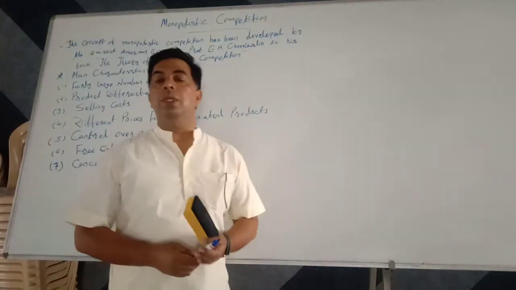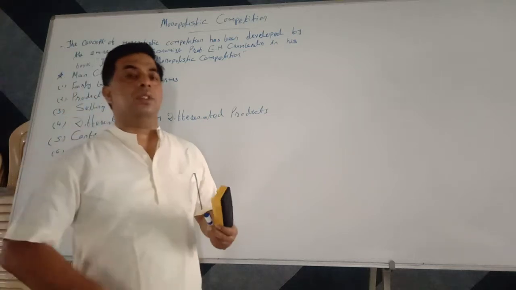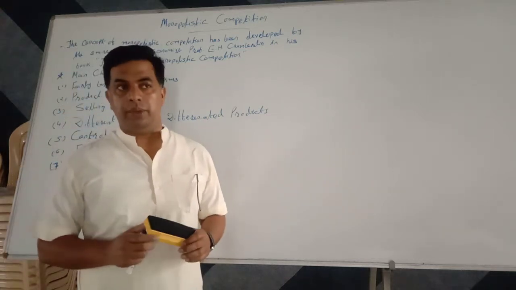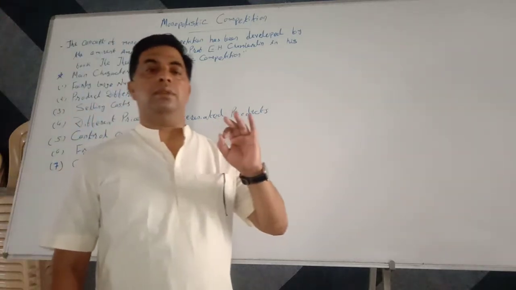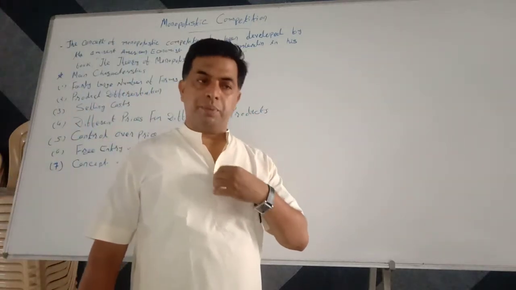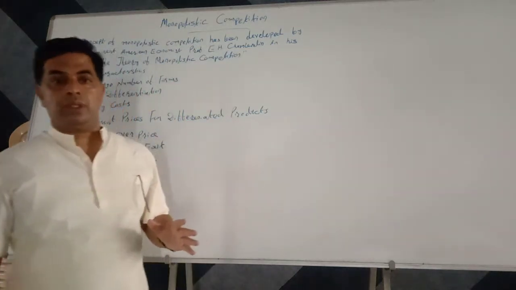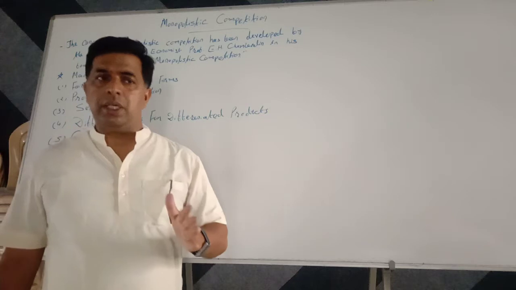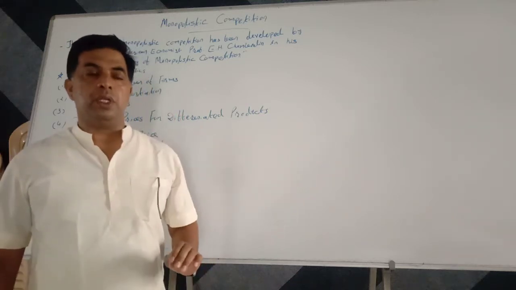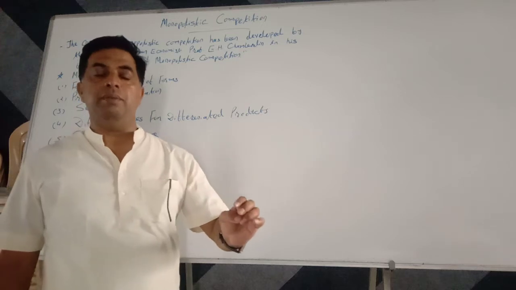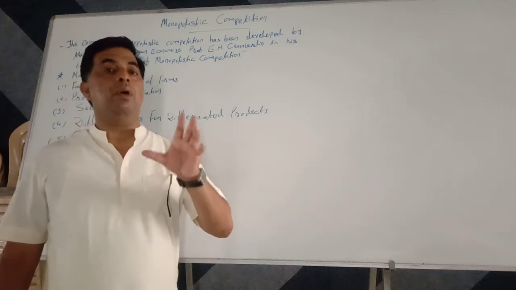Hello, good morning students. In the earlier video lectures, we discussed two market structures, perfect competition and monopoly. In this video lecture, we are going to discuss one of the most important chapters of your syllabus, monopolistic competition. In monopolistic competition, we will discuss the characteristics or features of monopolistic competition, short-run equilibrium and long-run equilibrium, as well as equilibrium of the group.